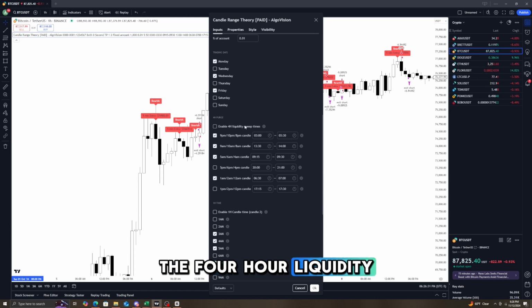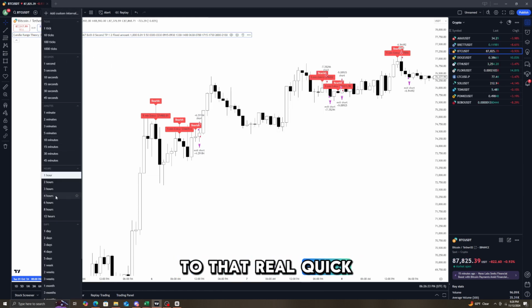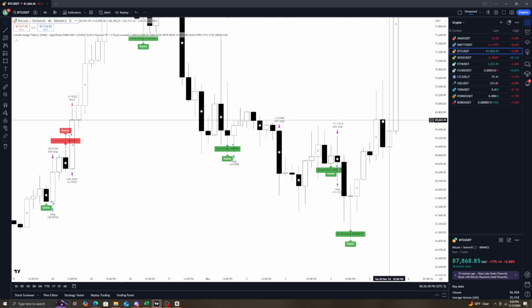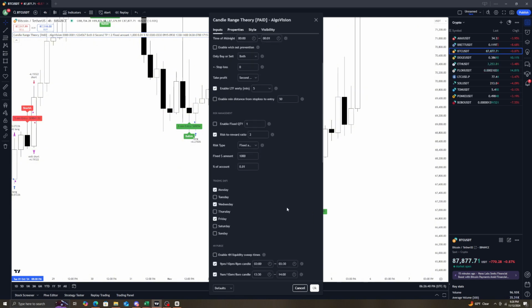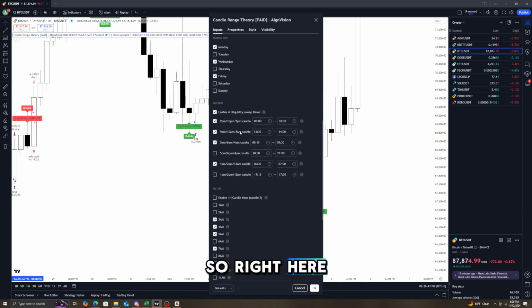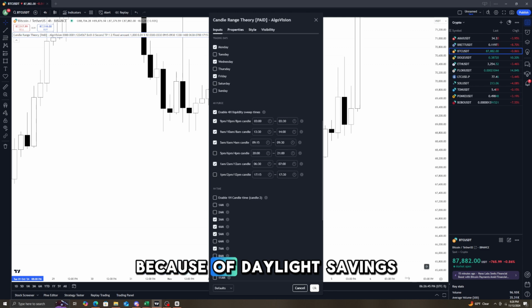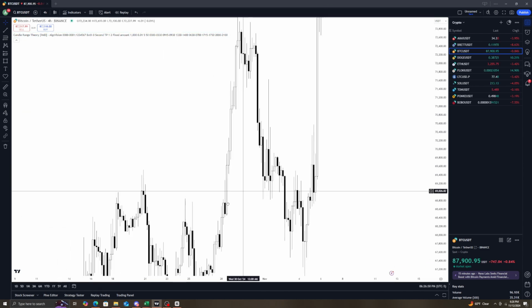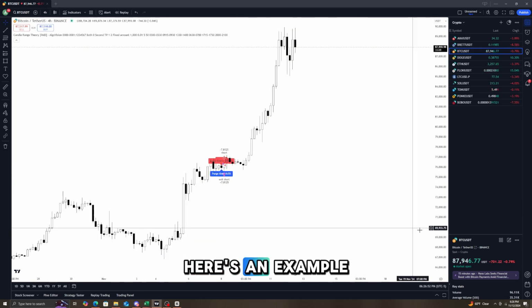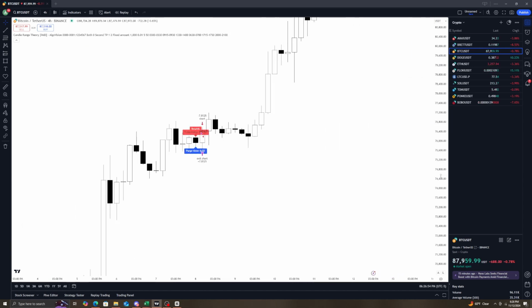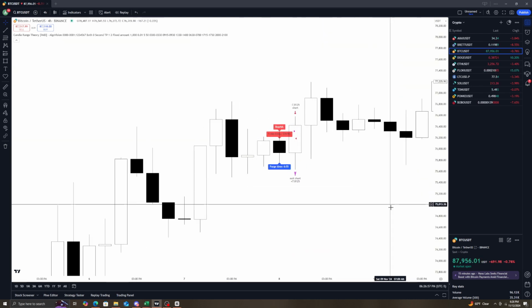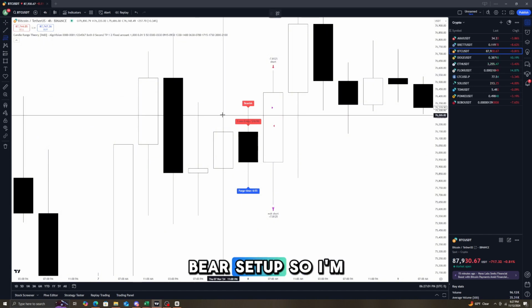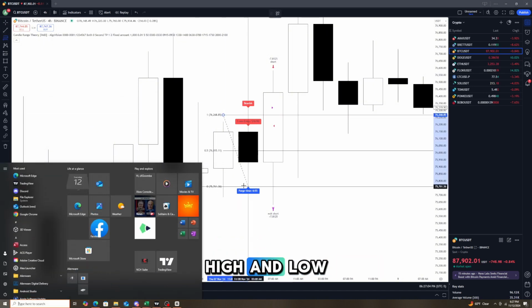The 4-hour liquidity sweep times, let's go to that real quick. So right here, we need to correct this a little bit because of daylight savings. However, here's an example. So here is a bearish setup. So I'm going to mark candle 1's high and low.